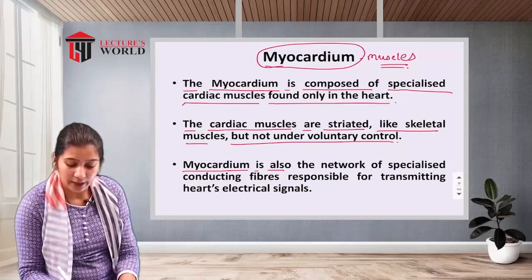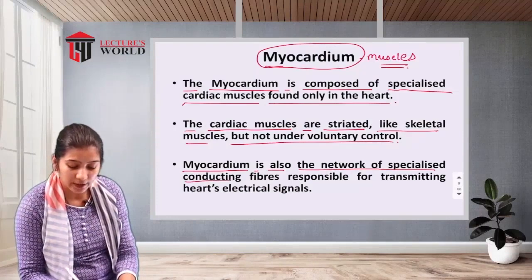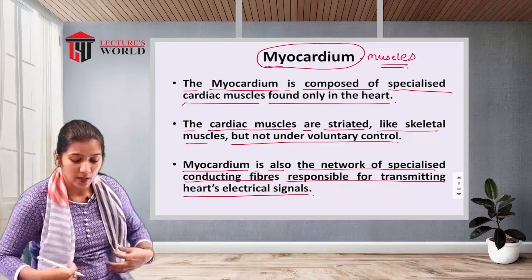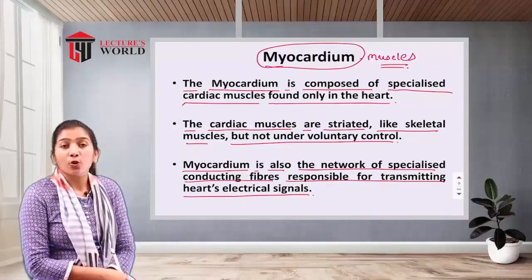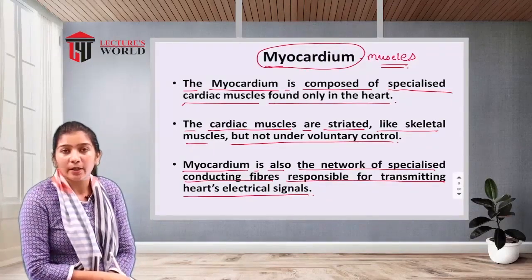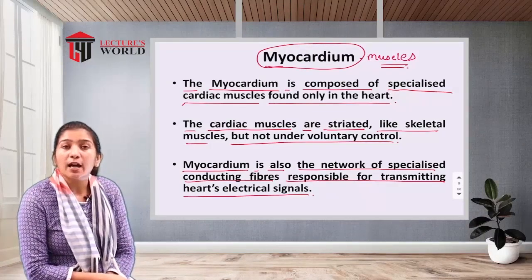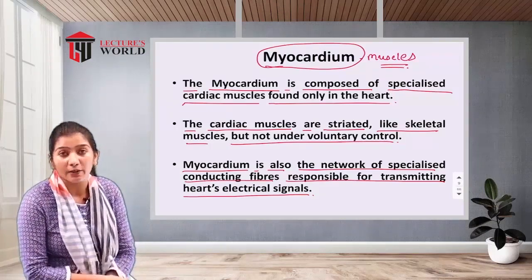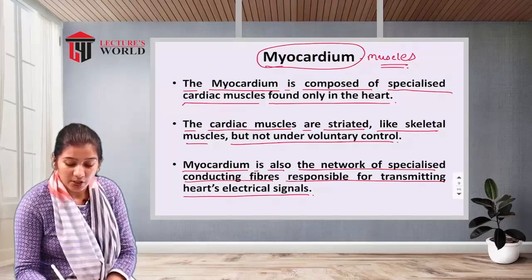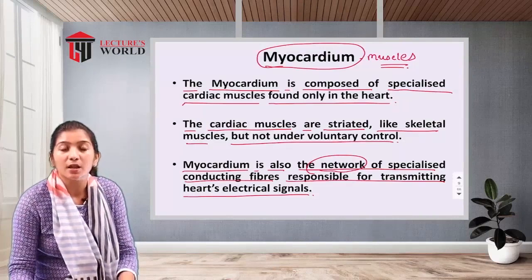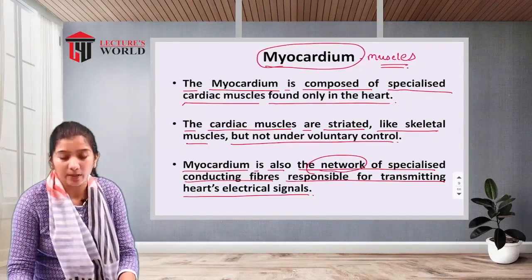Myocardium is also the network of specialized conducting fibers responsible for transmitting the heart's electrical signals. There are two nodes present in the myocardium layer, the SA node and AV node. Both nodes are responsible for transferring the electrical signals, or electrical impulses, in the heart. So there is a specialized network for transmitting the electrical signals, which is present in the myocardium layer.